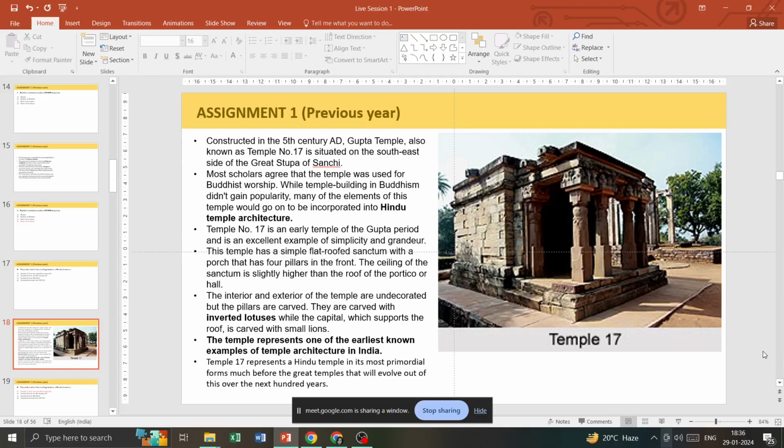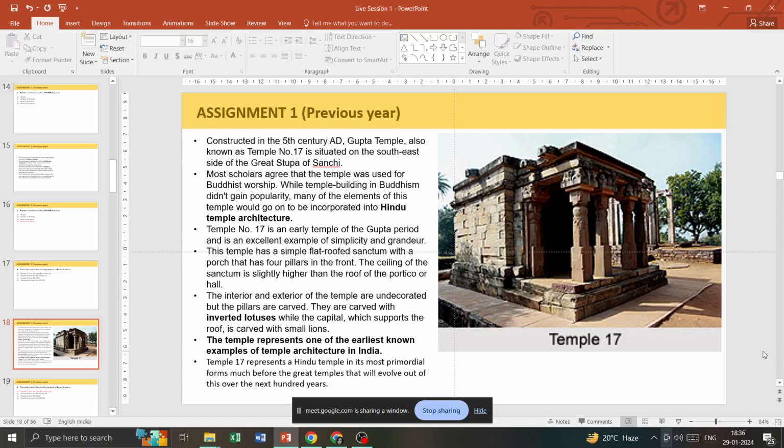The interior and exterior of the temple are undecorated, but the pillars are carved. They are carved with inverted lotuses, and the capital is carved with small lions. The temple represents one of the earliest known examples of temple architecture in India, and it represents a Hindu temple in its most primordial form, much before great temples that will evolve out of this over the next 100 years. So it is considered as a primordial Hindu temple.